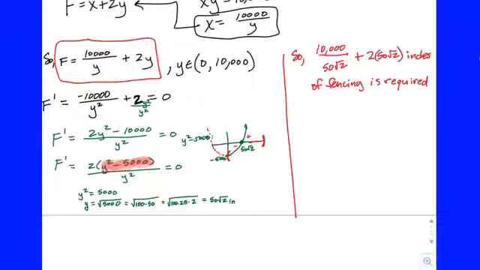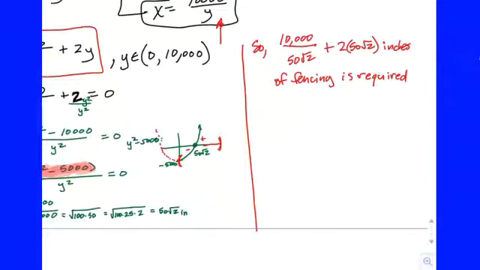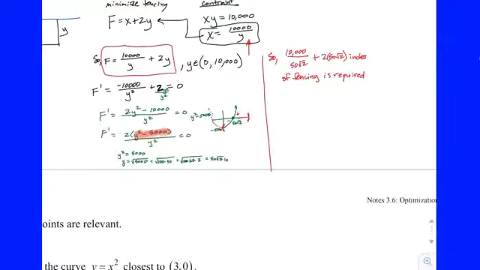And if we wanted to get the dimensions of the pen, we could certainly do that too. We already have the y value. You can plug it back in up here to get the x value. All right, so you can simplify that if you want. I don't think I'm going to. Or maybe, I'm not going to. Okay. So there you go.